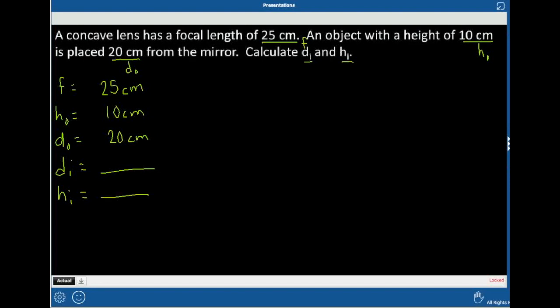Okay, now for a concave lens, the focal length is negative. Okay, it doesn't say that the object is upside down, so the object height is positive. And it doesn't say the object is on the other side of the lens. It's on the side it always is, the left. And so our object distance is also going to be positive. So now that we have that, we can do some math again.